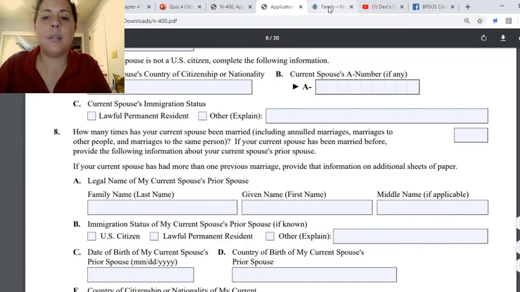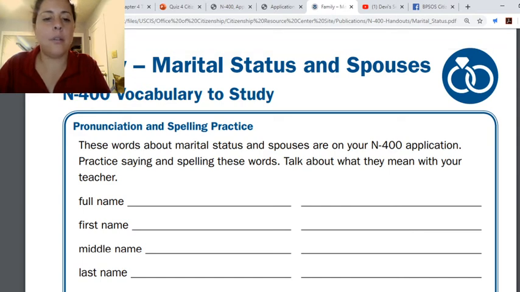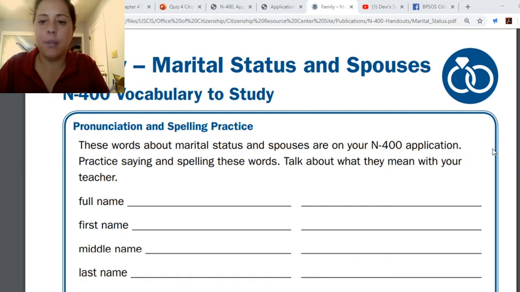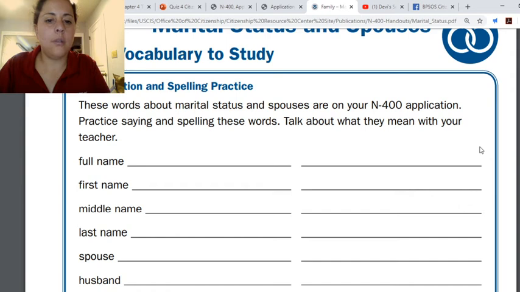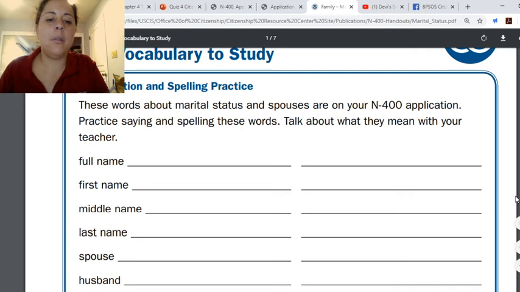Let's look at a worksheet. Let's look at practice for when you fill out part 10 of the N400. If you look at this worksheet, Family, Marital Status, and Spouses, N400 vocabulary to study, pronunciation and spelling practice. These words about marital status and spouses are on your N400 application. Practice saying and spelling these words. Talk about what they mean with your teacher. How do you write your full name? Your full name is your first name, middle name, last name.